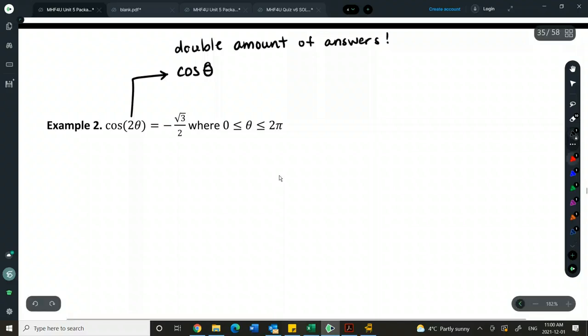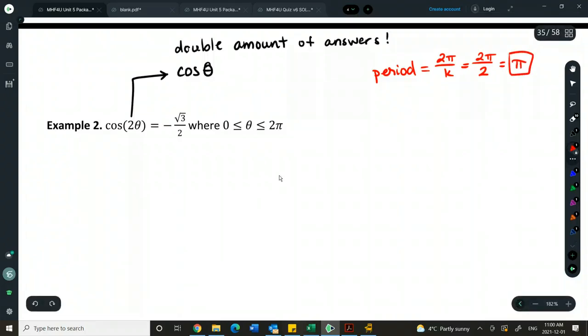And we might as well just quickly, can we find the period? If k is 2, then I do 2 pi over k. And I think the period should be the same as the other one, right? Because k is 2 in this one, and k is 2 in the other one. So we get a period of pi. So in between 0 and 2 pi, we'll get double the amount of answers that I would get for something like cos of theta equals negative root 3 over 2.